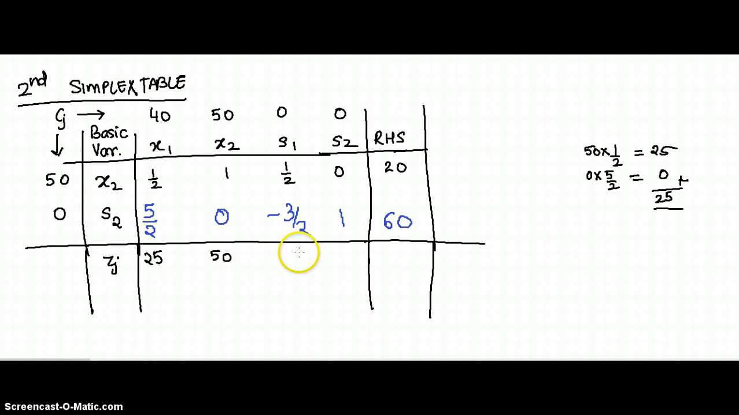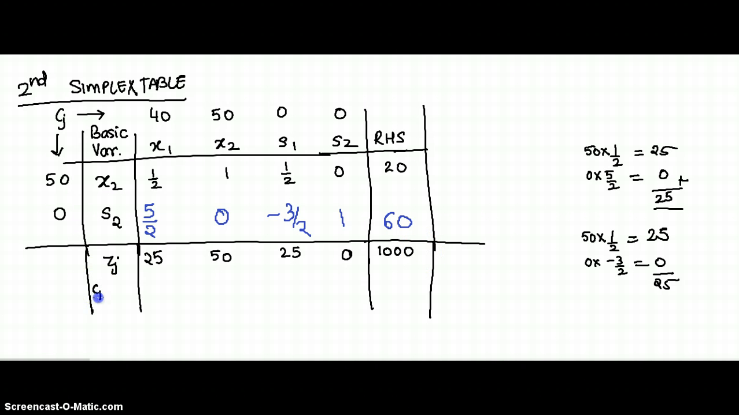For this quantity, we'll multiply 50 with half. 50 multiplied by half, that is 25. And 0 multiplied by minus 3 by 2, which is 0. That will give you 25. Comes here. And here 50 multiplied by 0 is 0. 0 multiplied by 1 is 0. It is 0. 50 multiplied by 20 is 1000. So this 1000 represents the profit.